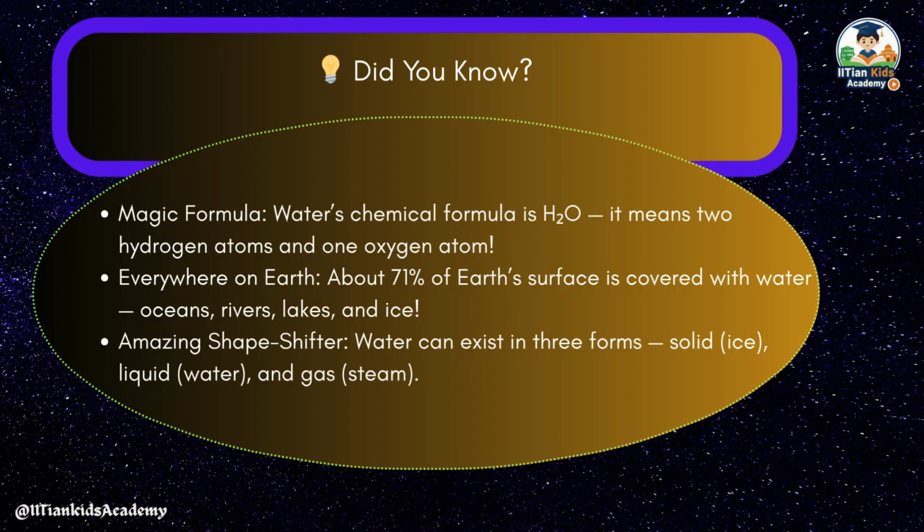Everywhere on Earth, about 71% of Earth's surface is covered with water: oceans, rivers, lakes, and ice. Amazing shapeshifter: water can exist in 3 forms: solid, ice; liquid, water; and gas, steam.